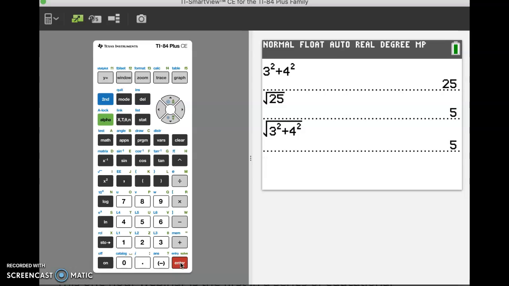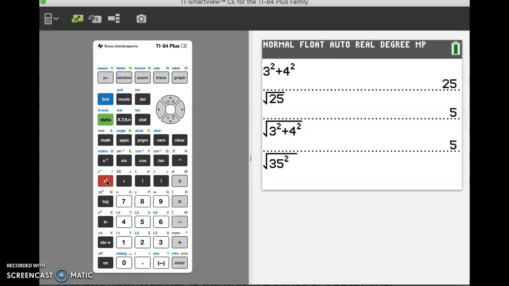Now if they gave you the hypotenuse and you had to figure out a missing side, let's do that. Ready? Second x squared, and that gives us our radical. And let's say we're going to start with our hypotenuse. Let's say our hypotenuse was 35. So we're going to do 35 x squared.